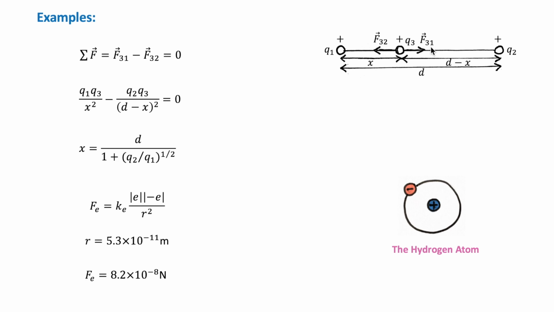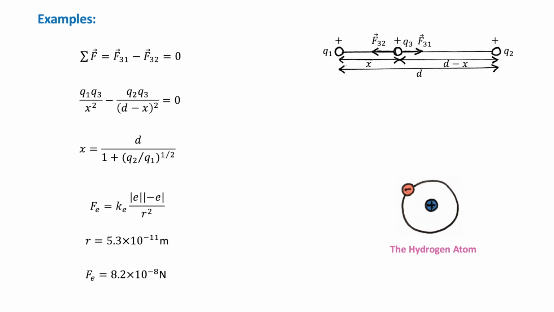And so since we have only one direction, we can remove the vector notation, and for F31 we get Q1 Q3 over x squared, okay? And F32 is Q2 Q3 over (d minus x) squared, and the net force is equal to 0. This gives the expression for x, which is where we can place Q3 so that the force on Q3 from the two charges vanishes, okay?